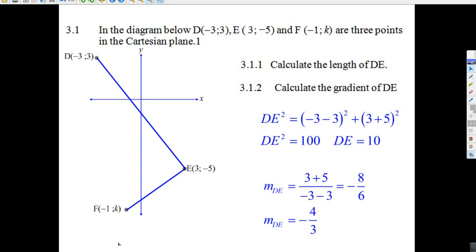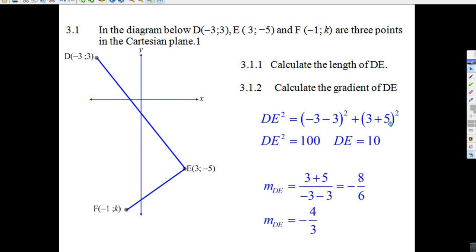Okay, let's try the analytical geometry question. Here we go. We've got these 3 points: minus 3 and 3 is D, 3 and minus 5 is E down here, and minus 1 and some point K is down here. Calculate the length of DE.